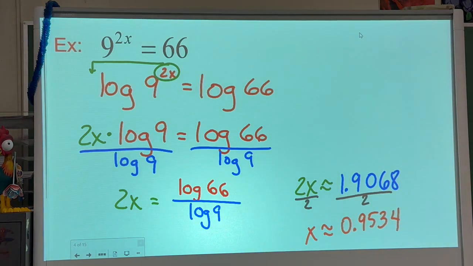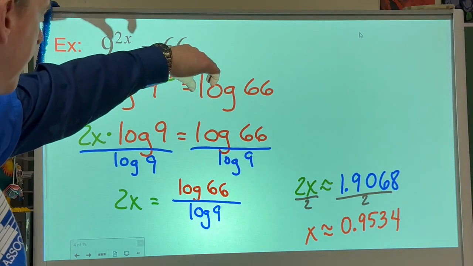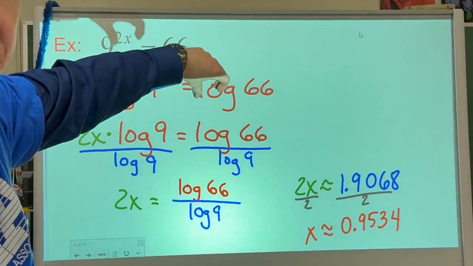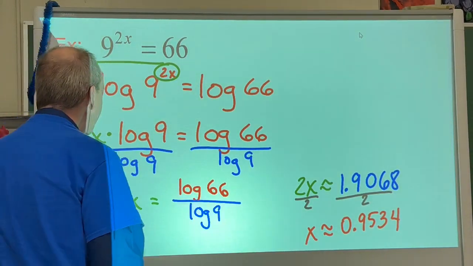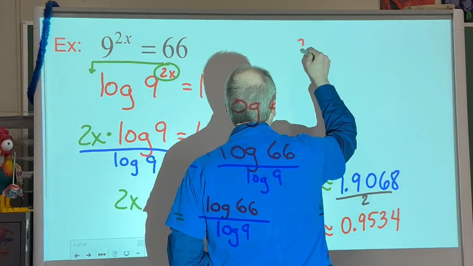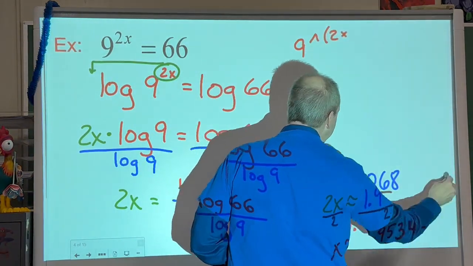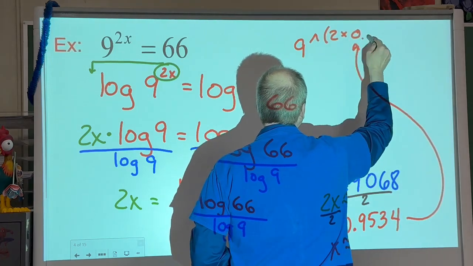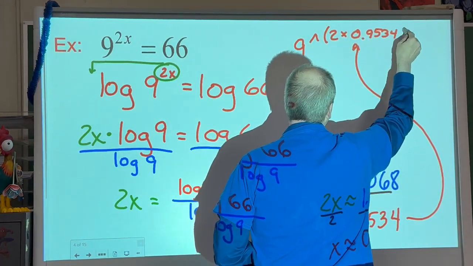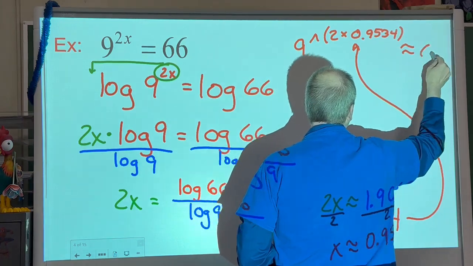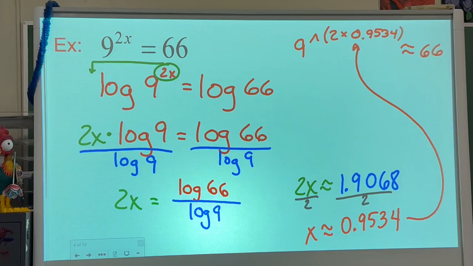If you want to check your work, you take that decimal, you put it here, 9 exponent parentheses 2 times, that should get us about 66. 9 exponent 2 times this should be really close to 66. Won't be exact because you're rounding.